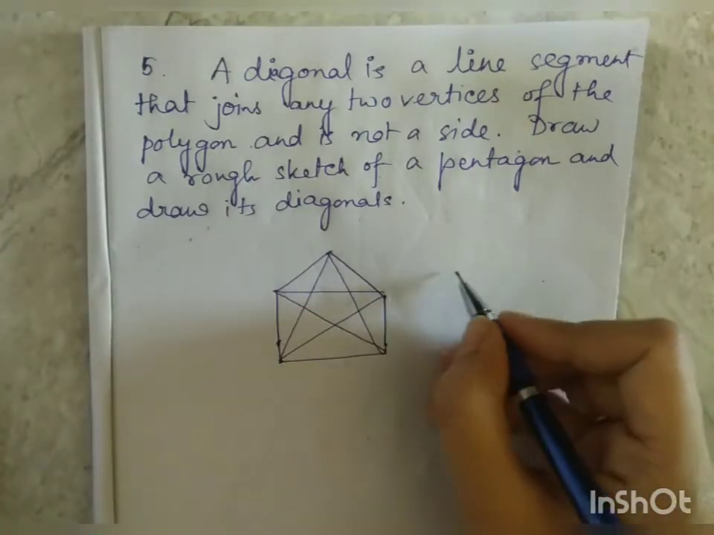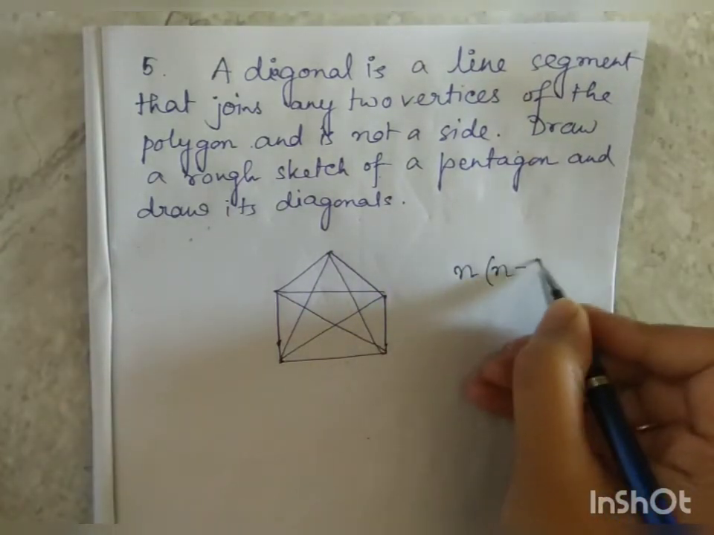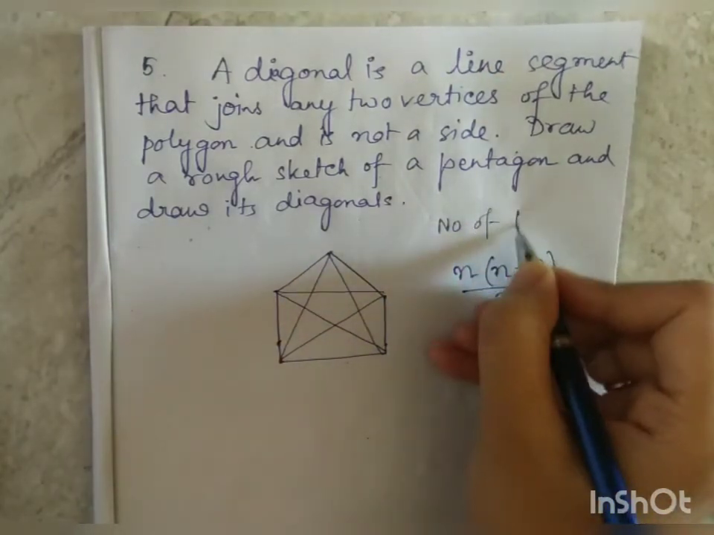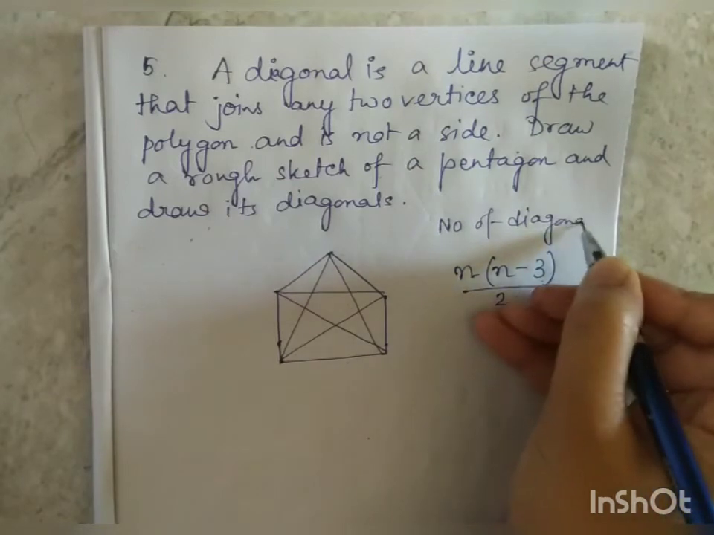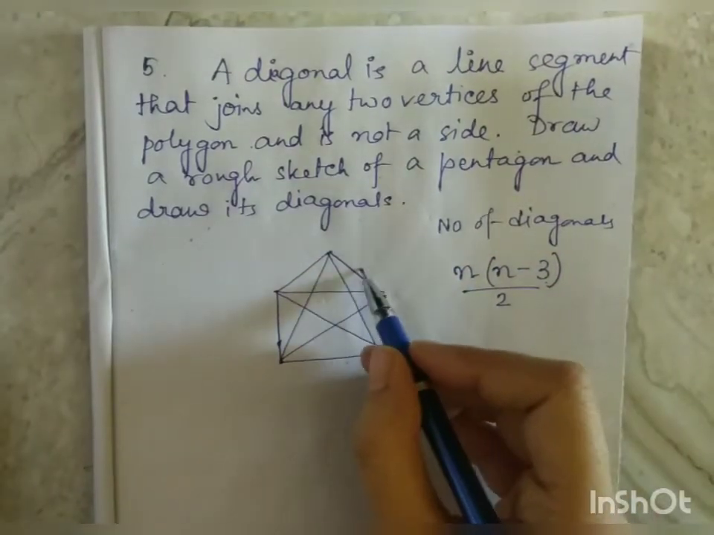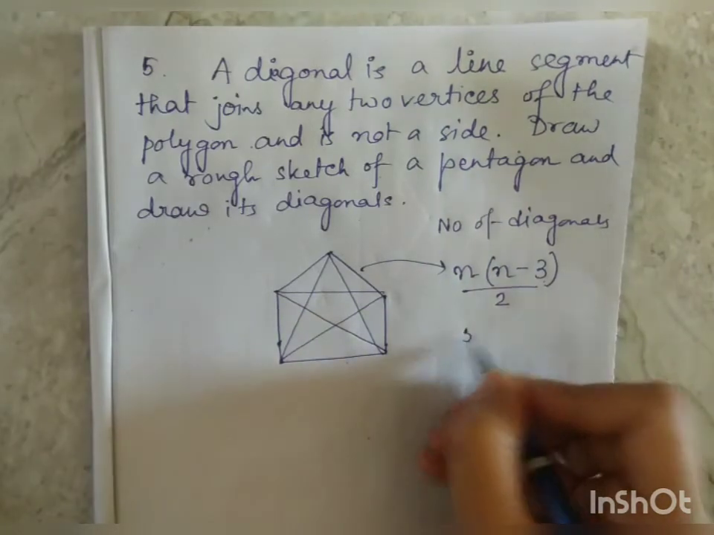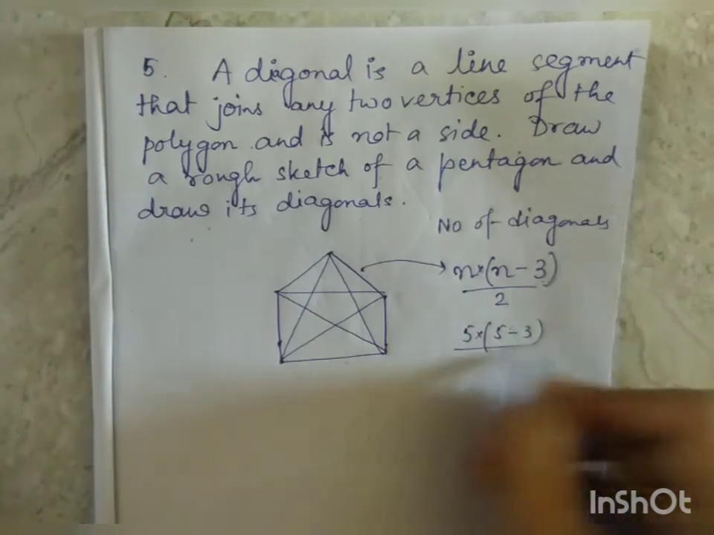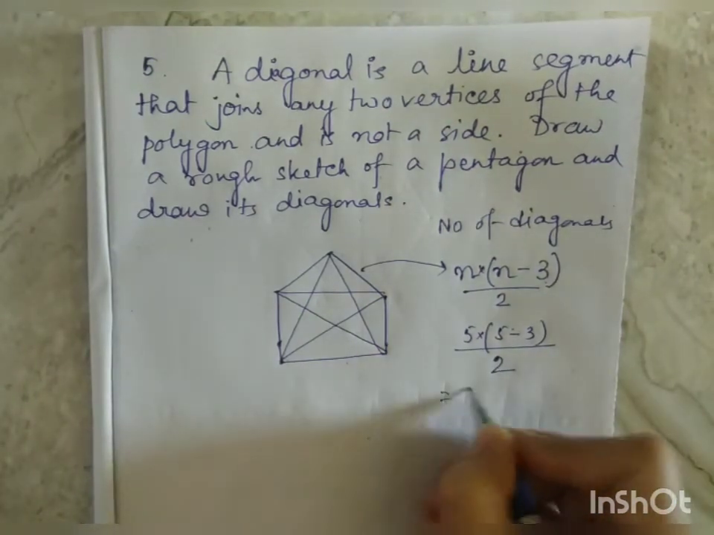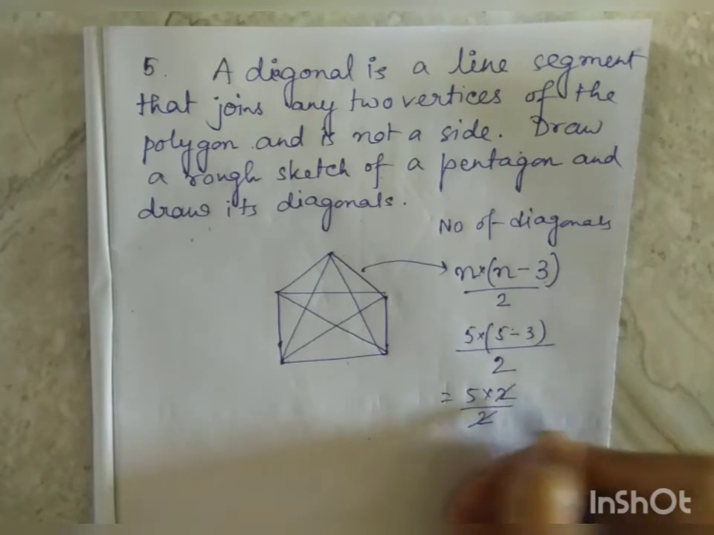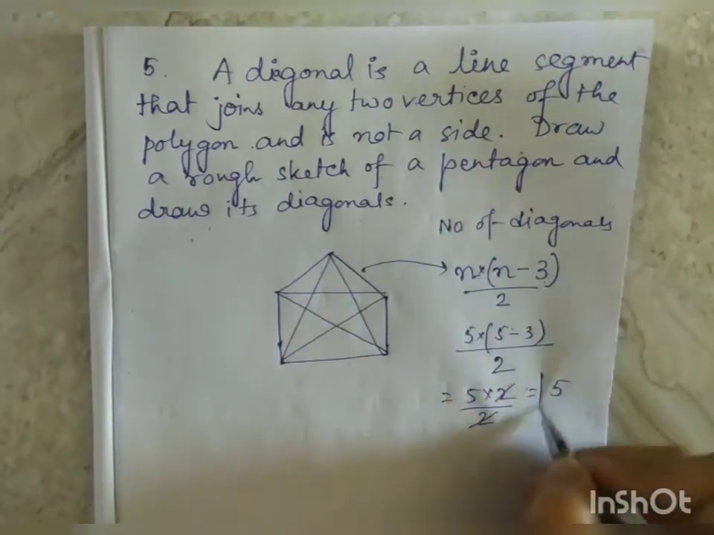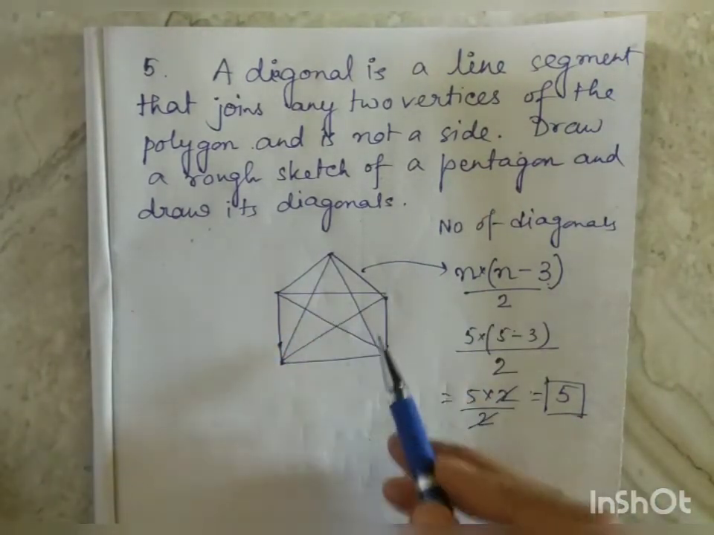In that case, we know what formula we should use, that is n into n minus 3 divided by 2. This is the formula of number of diagonals of any polygon. In case of pentagon, the value of n will be 5. So n into n minus 3 means 5 into 5 minus 3 divided by 2. So it will be 5 into 2 divided by 2, that will be 5. So there is a specific number of diagonals for this pentagon, that is 5 only. We can't draw more than 5 diagonals here.